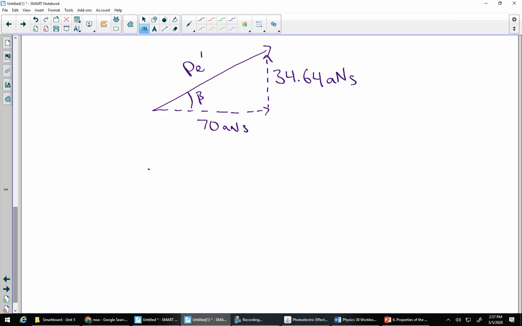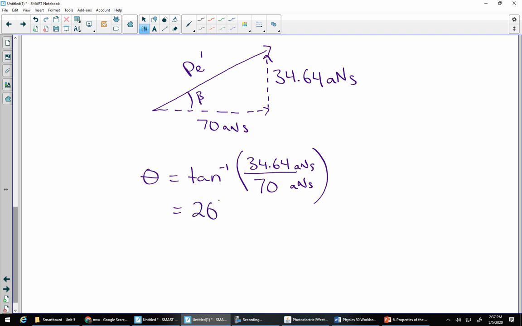So the angle, let's see, theta is going to be equal to inverse tangent of the opposite over adjacent. So the way that I've got it drawn here, the opposite is 34.64 divided by the adjacent, which is 70. And go ahead and plug that in. We should be getting 26 degrees, and I realize I made a bit of a screw up right here. We're not looking for theta, we're looking for beta. There we go. Beta is 26 degrees.